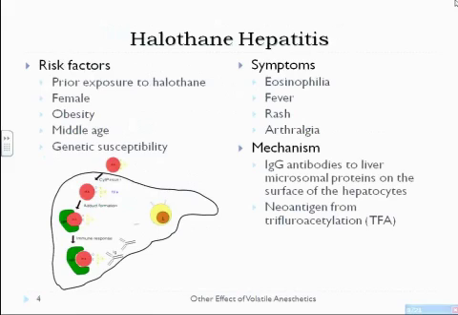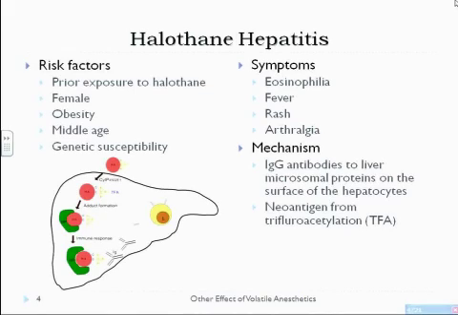The risk factors for halothane hepatitis include prior exposure to halothane. Like I said before, it could be several years beforehand, or it could be recent. Those at most risk are women, usually morbidly obese and middle-aged, who may also have an increased genetic susceptibility. The symptoms seen when the patient develops halothane hepatitis are a dramatic increase in eosinophil levels, leading to eosinophilia, fever, rash, and arthralgia as this immune complex mediated reaction.